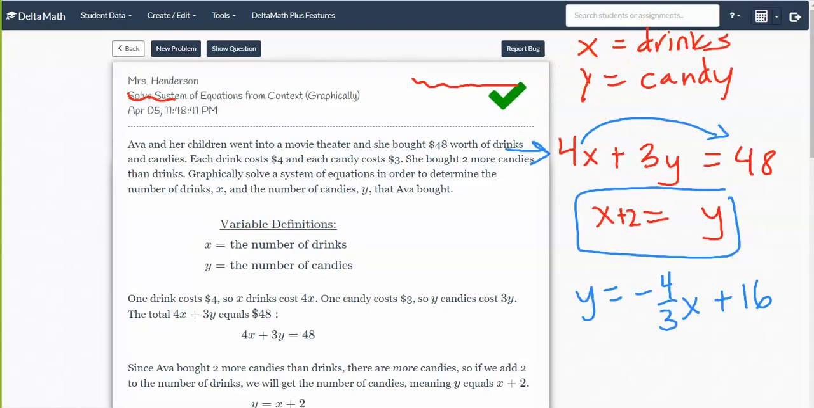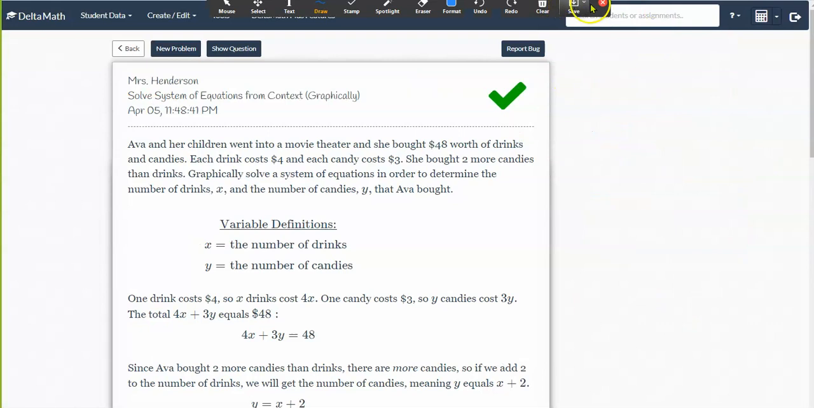Yay! We did it. All right, so remember, read carefully. Make sure you're graphing or solving algebraically for those 3 topics.